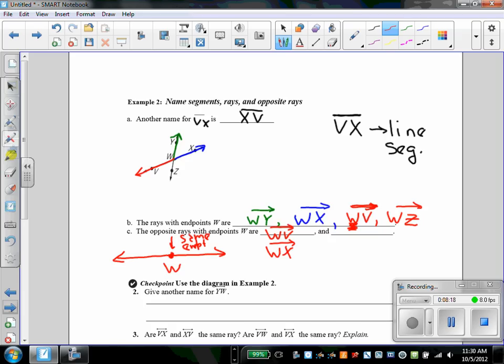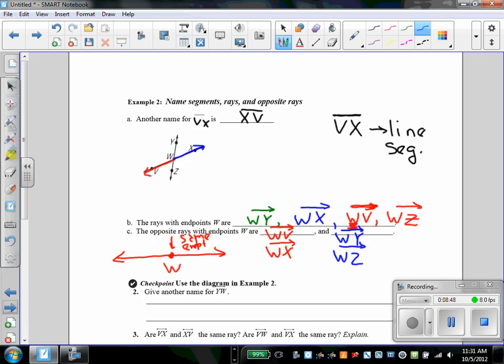Why, you might say? I'm going to come over here and erase, and I have WV starting here, going this direction, and then the opposite direction, but starting at the same endpoint, is WX. So those are opposite rays. There's going to be one other set, and that's going to be WY, with a ray symbol above it, and then WZ. Notice all endpoints are W in this case.